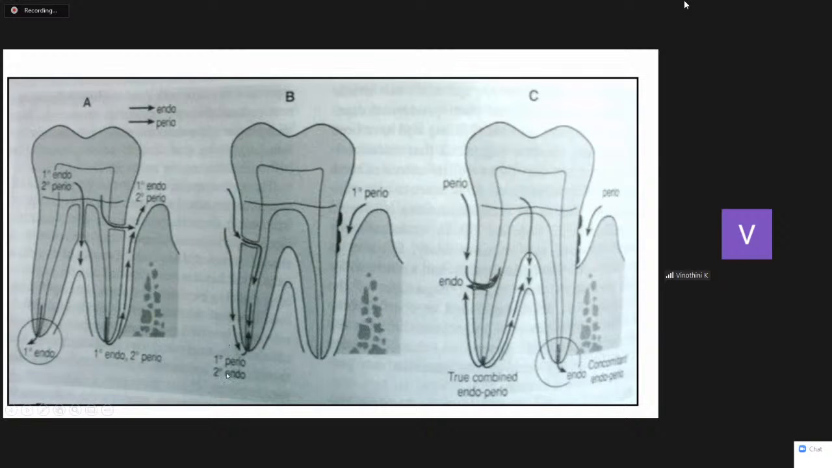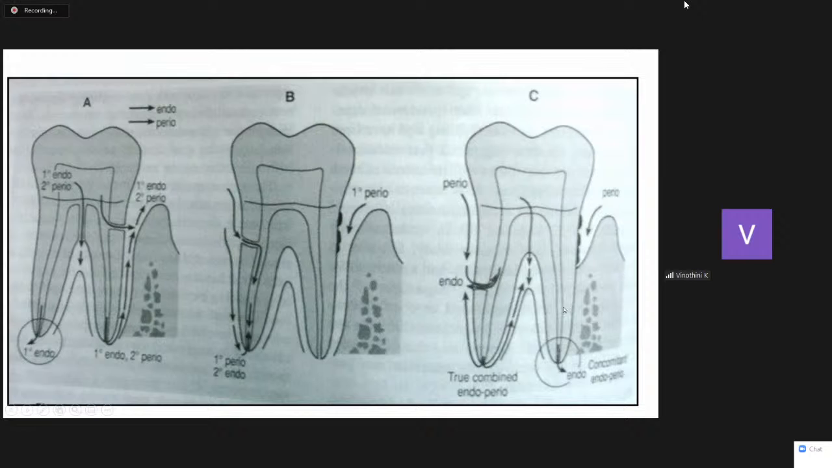And primary perio, secondary endo here is nothing but, first you're going to have a periodontal infection, and this is going to enter the tooth via your lateral canals and via your apical foramen, and this is going to cause an endodontic infection. And in the combined lesion, we're going to have a separate endo and perio lesion, and these are going to combine together to cause the disease.